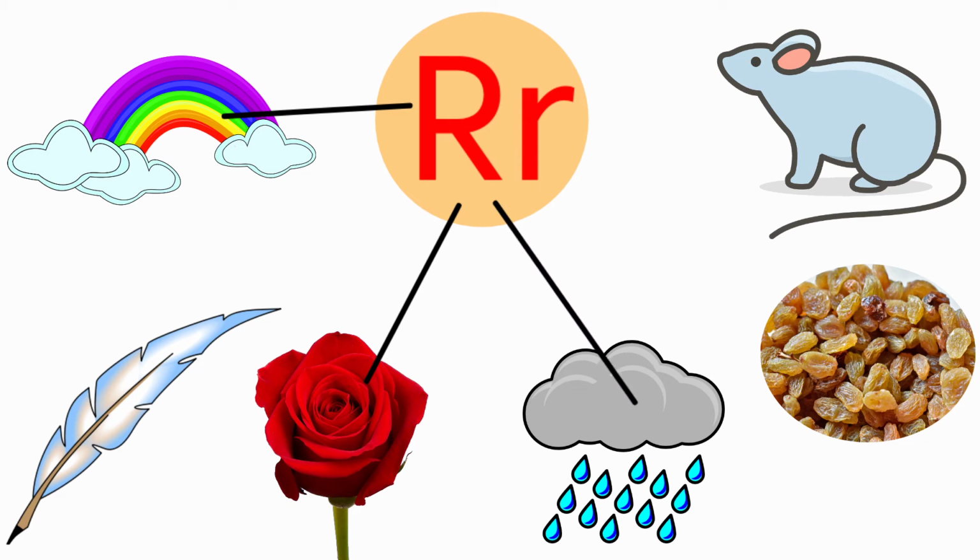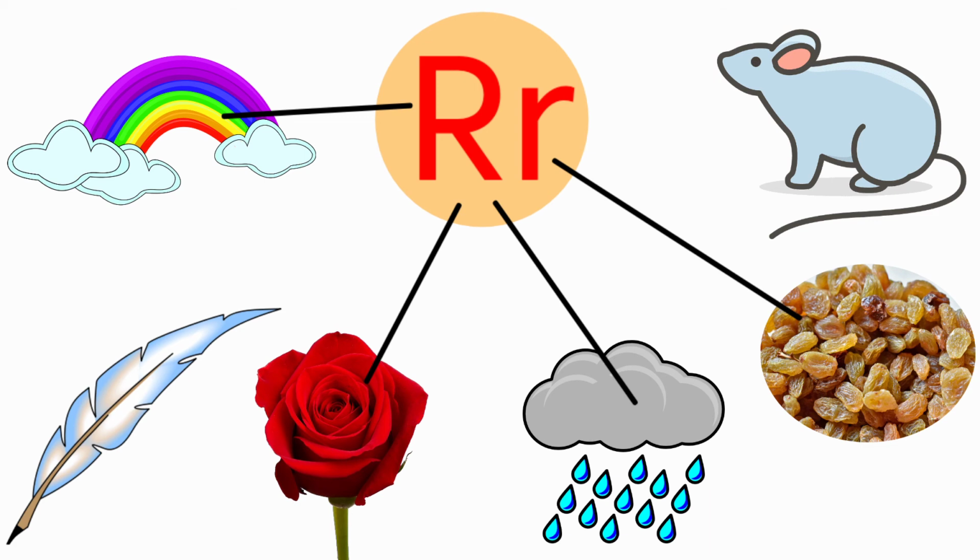Next one, raisins. Raisins. The beginning sound of the picture raisins is R. And the sound of the letter R is R. Both are same sounds. So, we are going to draw a line from R to raisins.